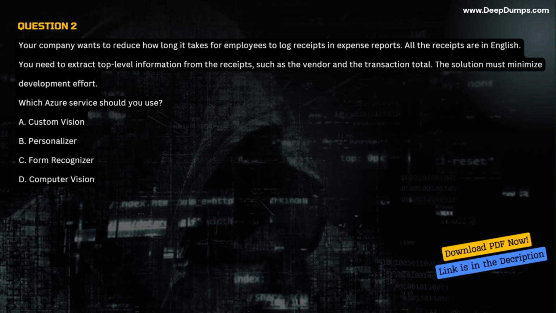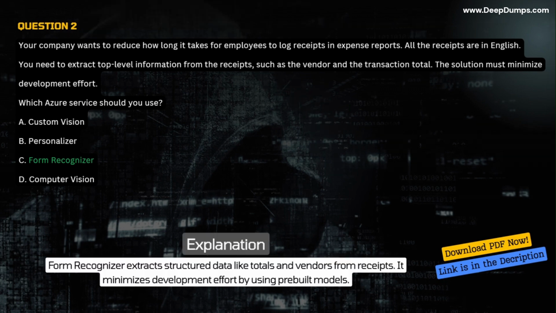A. Custom Vision. B. Personalizer. C. Form Recognizer. D. Computer Vision. Correct answer, C. Form Recognizer. Explanation. Form Recognizer extracts structured data like totals and vendors from receipts. It minimizes development effort by using pre-built models.